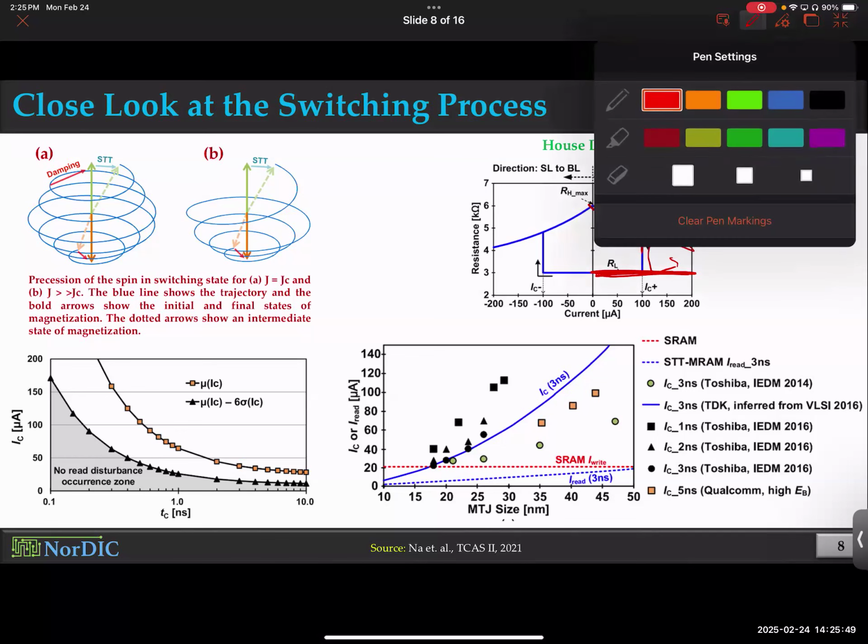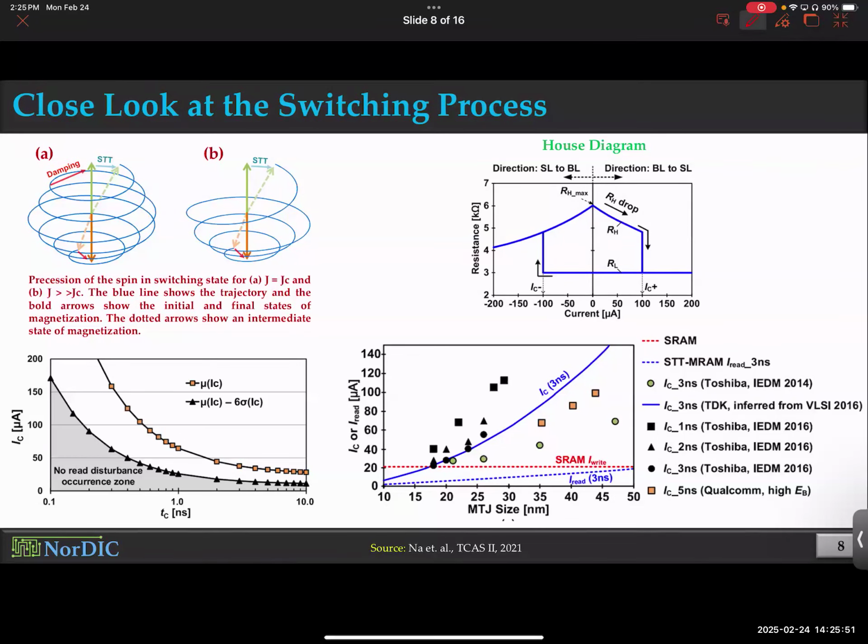Okay, one other question. The house diagram tells you a lot of things. This one stops and flips to the other one. But why don't we show this parallel also flipping and getting to the anti-parallel? Why is that? Can anybody? You already know the answer.